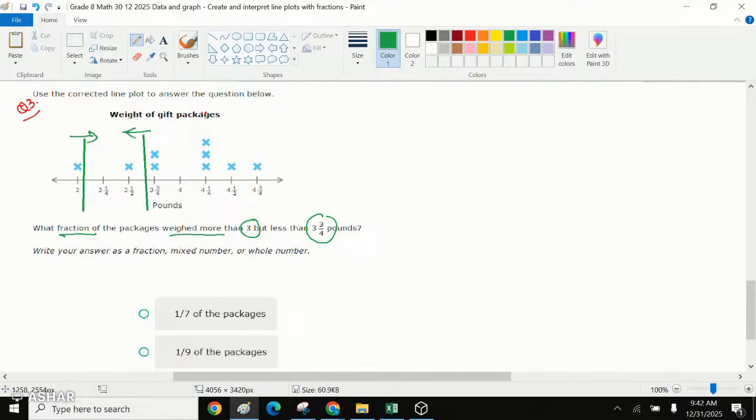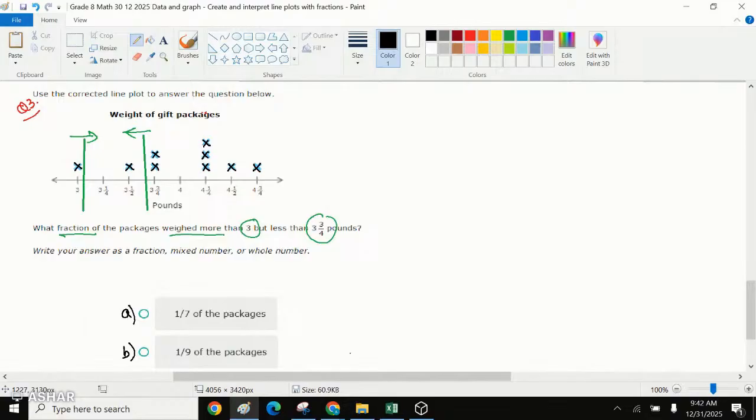So how many packages were there in total? First, always count the total. I'm highlighting this so that you can count. Yes, there are 9 packages in total. So if there are 9 packages and we have these two options, right? What way we can differentiate is we cannot have 7 in the denominator, right? What should we have in the denominator? Can anyone answer?